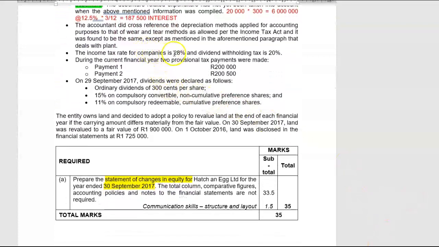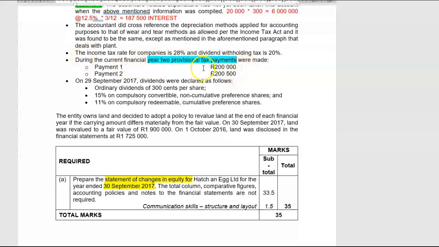The income tax rate for companies is 28% and dividend withholding tax is 20%. During the current financial year, 2 provisional tax payments were made. Payment 1 and payment 2, and you now take these payments to the income statement and it is -5 marks on the spot. Because provisional tax goes against the receiver of revenue's account.